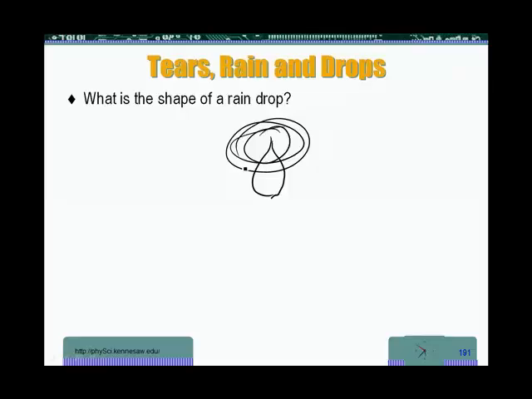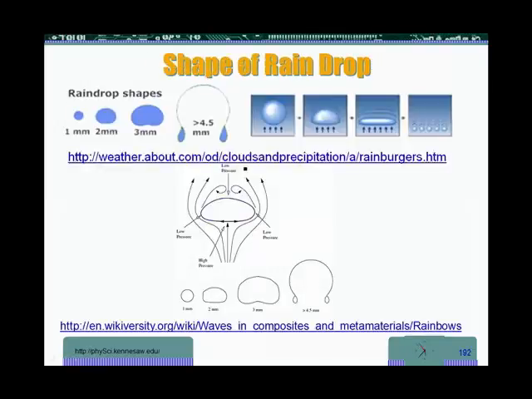I pulled up some pictures from the web. Okay, now here, I'm not sure about the quality of the pictures, especially in the way you see them. If they are very tiny, the raindrops, they are going to take that spherical shape. Now, the larger they get, the more complicated it gets. Now here, if it is 2 millimeters, you see it kind of flattens. The website that talks about that calls them rain burgers. Why is that? Okay, think about it.